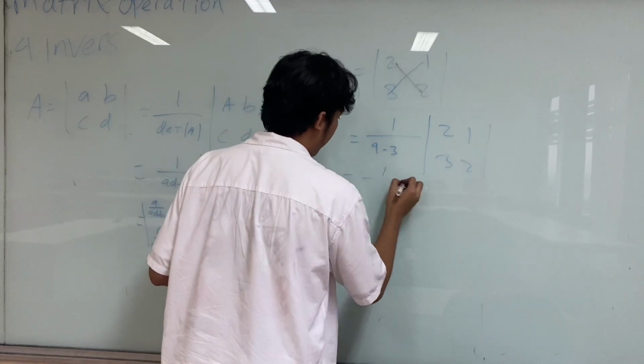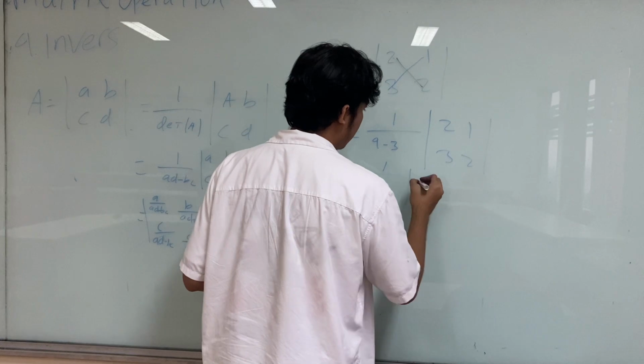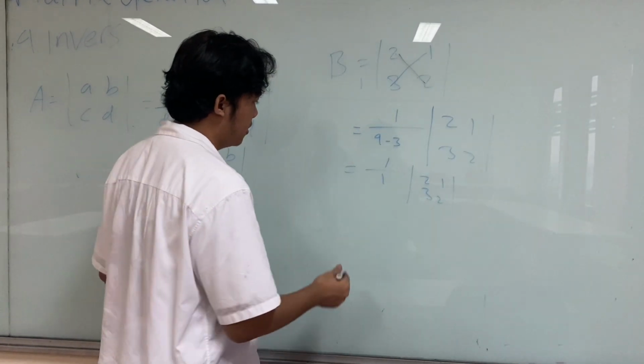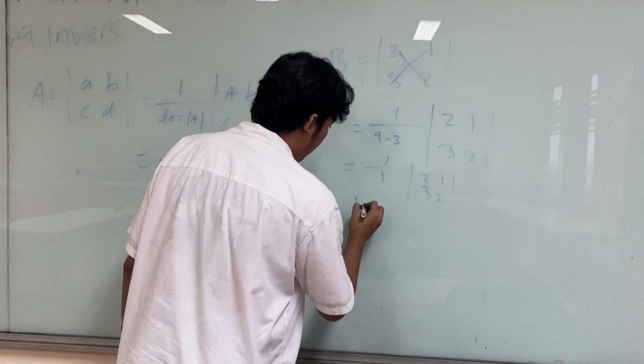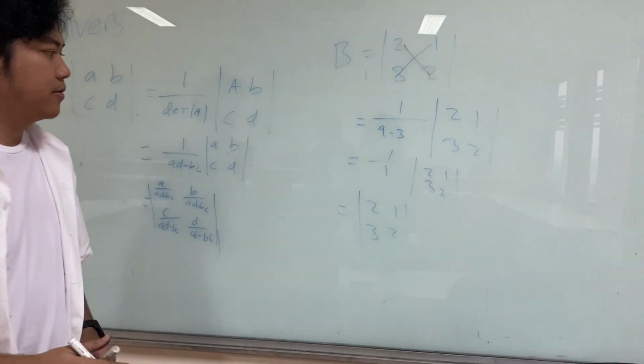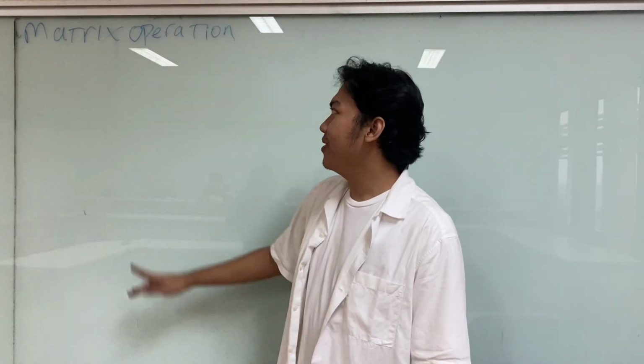So we have 1 per 1, and then the matrix 2, 1, 3, 2. So it will be like the scalar matrix. So the final matrix will be 2, 1, 3, 2. Okay, I think that's all for the matrix material.